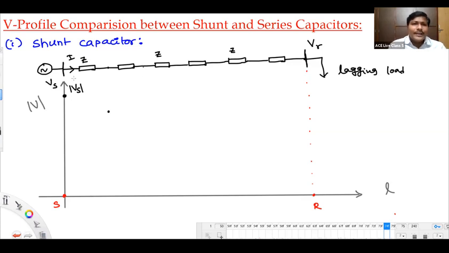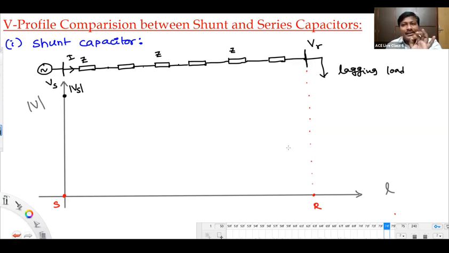What is the voltage here? Vs minus I into 2Z. The drop is more, so the resultant voltage will be lesser. And if you calculate the voltage here, it is Vs minus I into 3Z. The drop is more, again voltage will be low. Like that, starting from the sending end side towards the receiving end side, voltage decreases continuously.